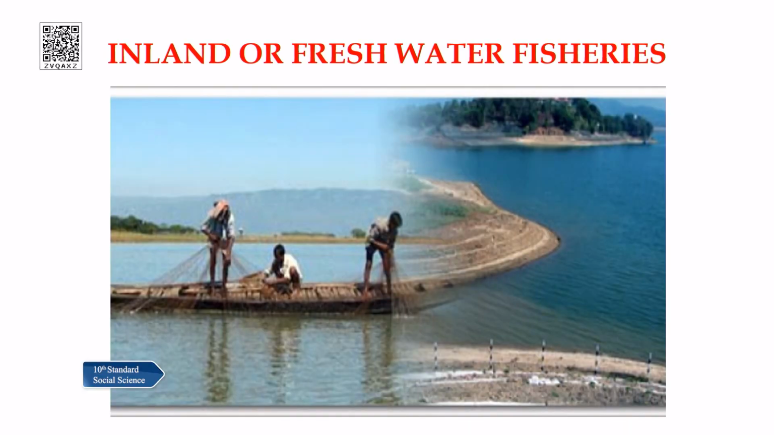Next we have got inland or freshwater fisheries. In this we use the water bodies available within the country. So what are the fresh waters that are available inside the country? We have got ponds, lakes, we have got reservoirs and rivers.